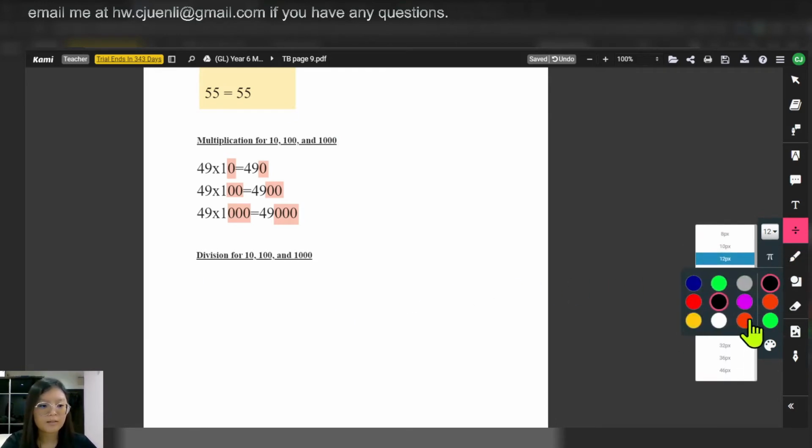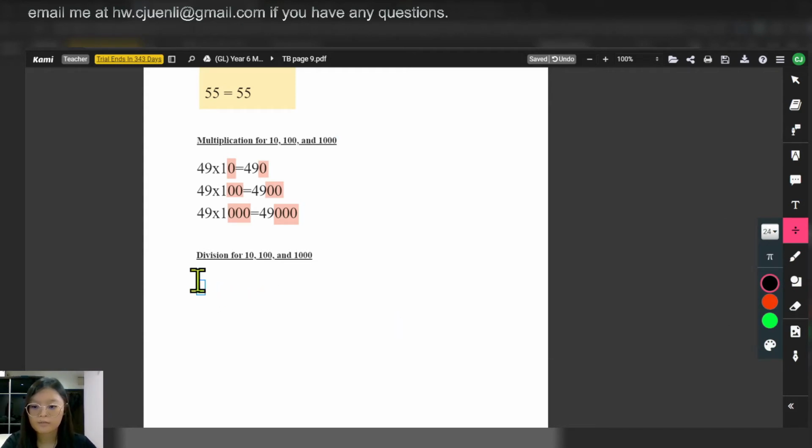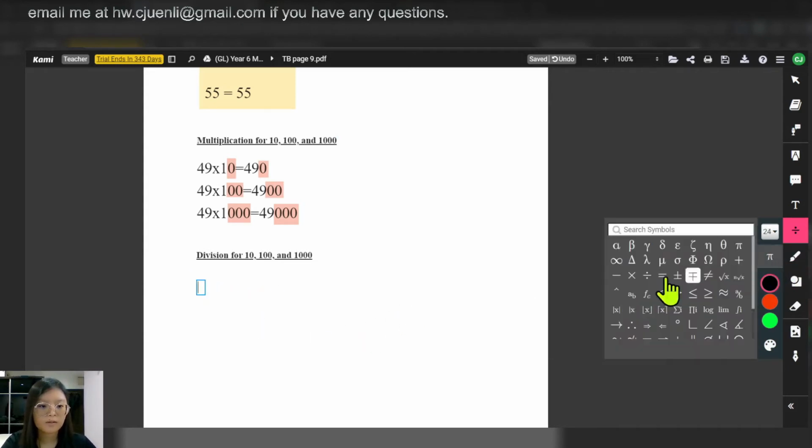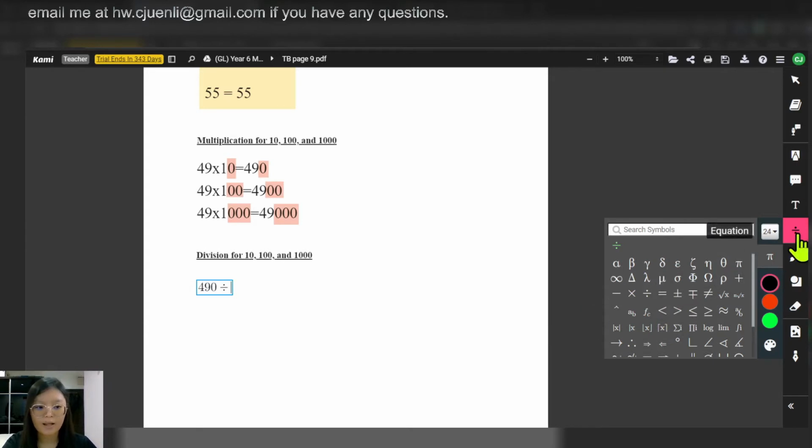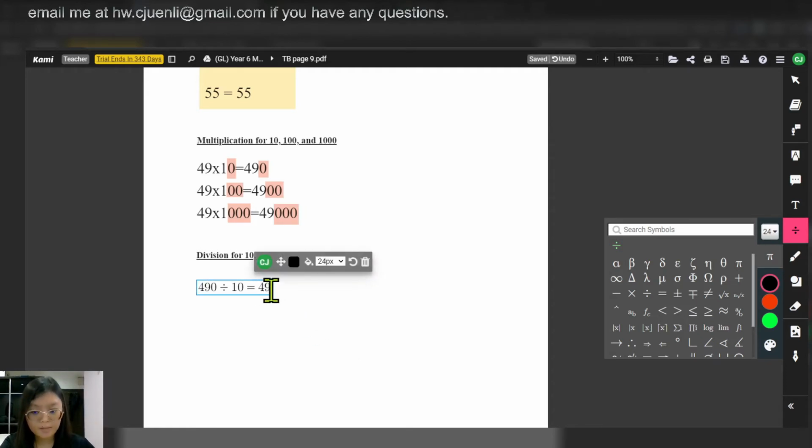All right. Let's see. 24 then. That 490, yes. 490 divided by, let's say, 10. Let's start from the simple part. 490 divided by 10, you just need to take away that 0 and you get 49. This is the simple one. Whereas let's look at the next one.